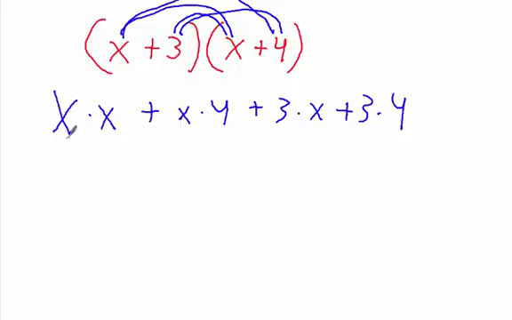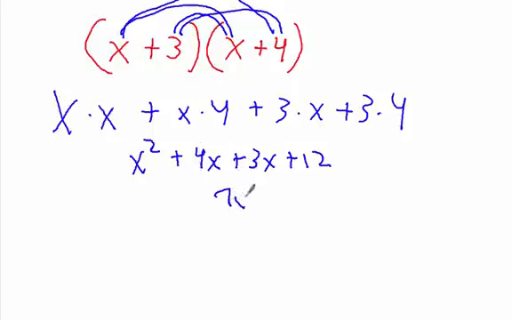So now let's do our multiplying. X times x gives us x squared. X times 4 gives us plus 4x. 3 times x gives us plus 3x. And 3 times 4 gives me 12. We look through here, see if we have any like terms to combine. We've got 4x and 3x. Those combine to give us 7x. Bring down our x squared. Bring down our 12. And we have our answer, x squared plus 7x plus 12.